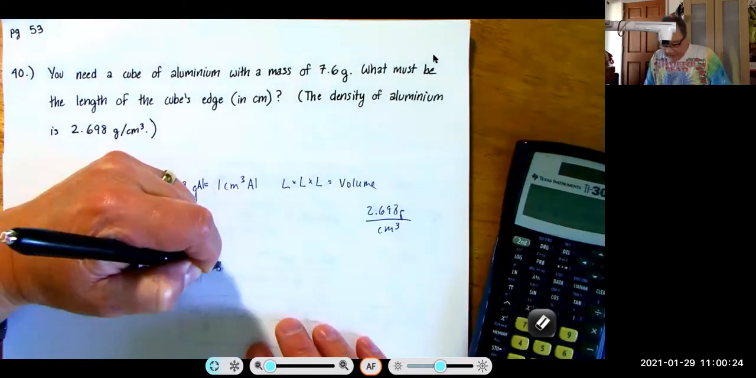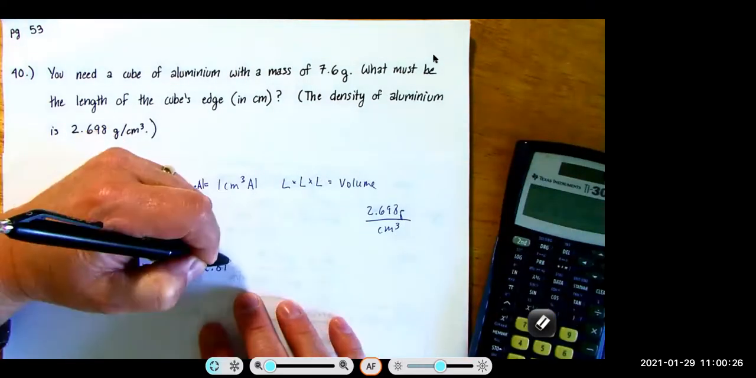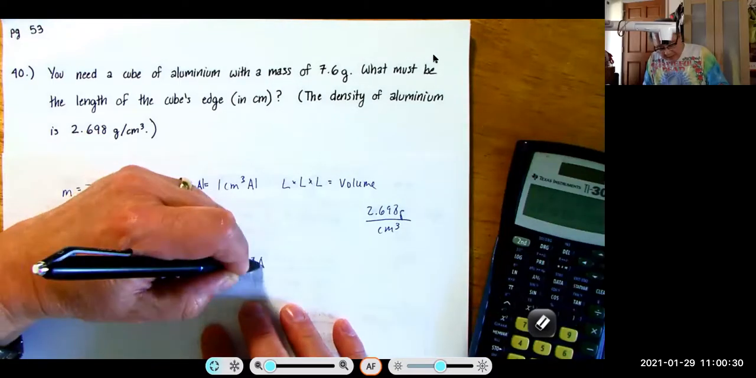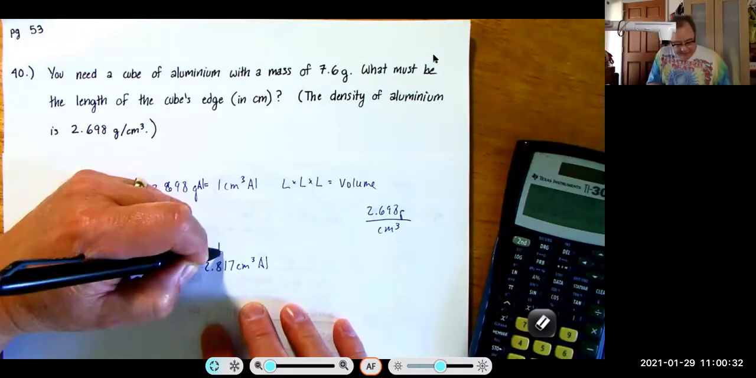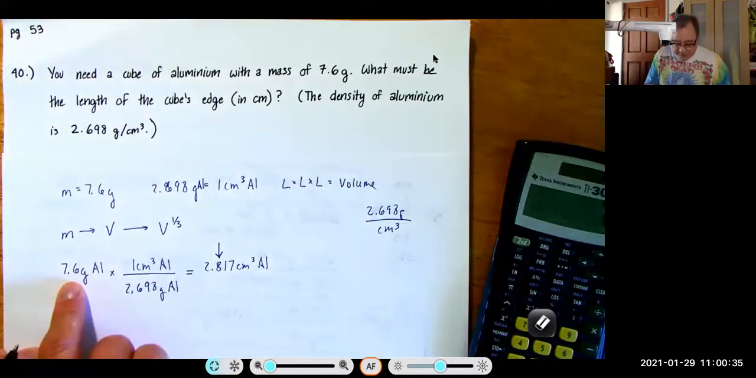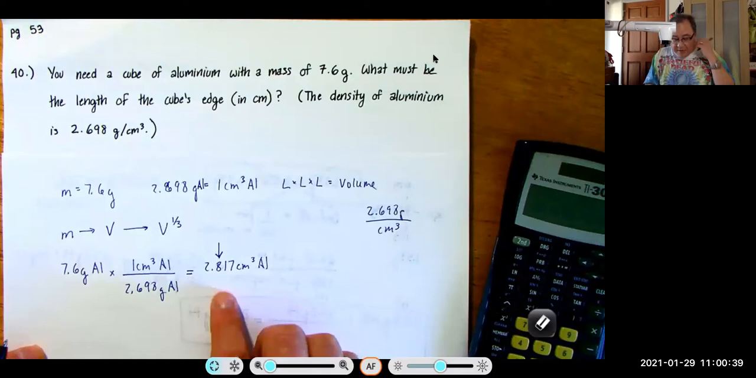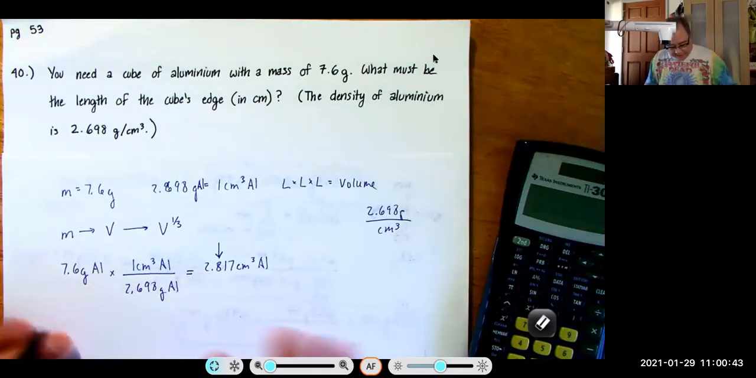2.81, I'm going to put 7 centimeters cubed of aluminum. And I'm going to put a little arrow here to my 8 because this has 2 significant figures, so this should only have 2 significant figures. But I'm not done with the problem, so I'm going to keep the extra significant figures for right now.